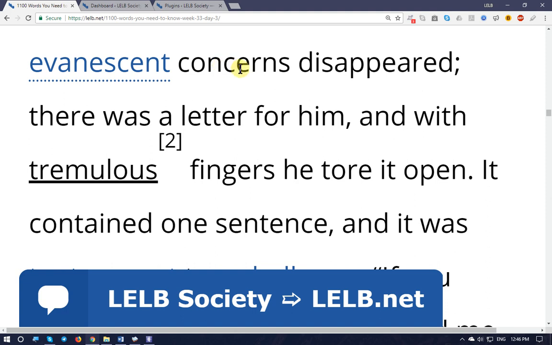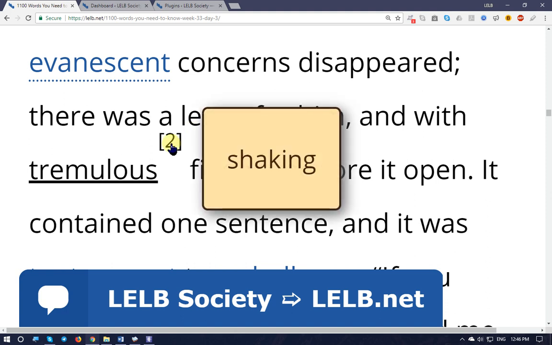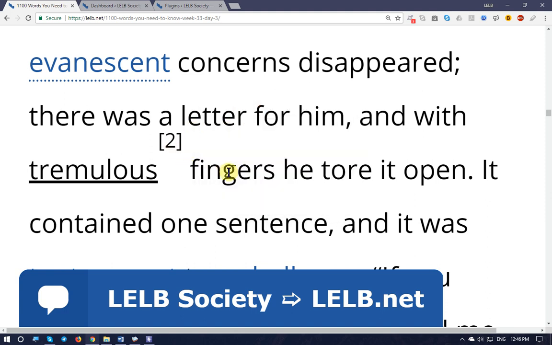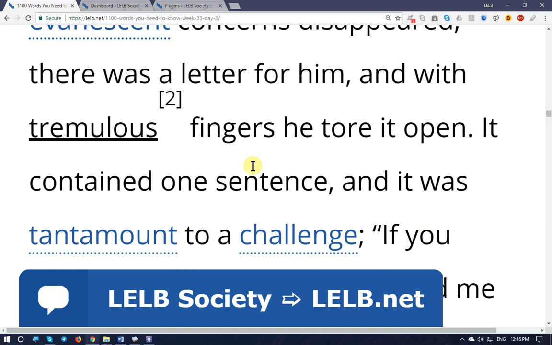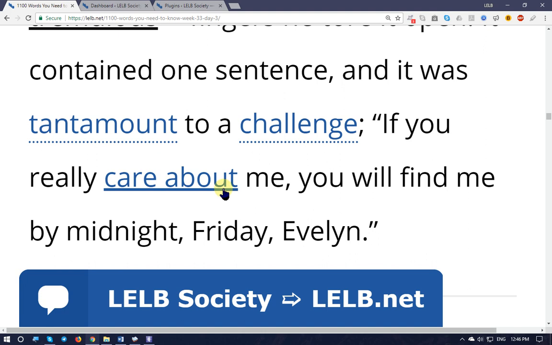There was a letter for him, and with tremulous means shaking, tremulous fingers, he tore it open. The letter. It contained one sentence, and it was tantamount to a challenge. The letter had just one sentence, and it was very similar or equivalent to a challenge.